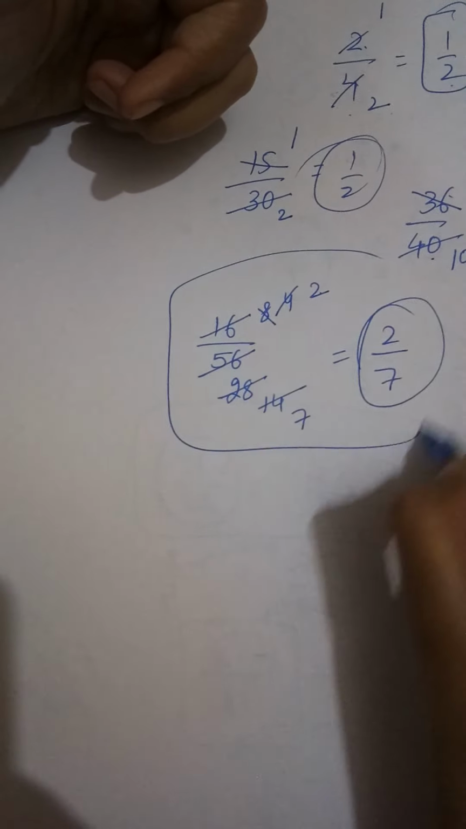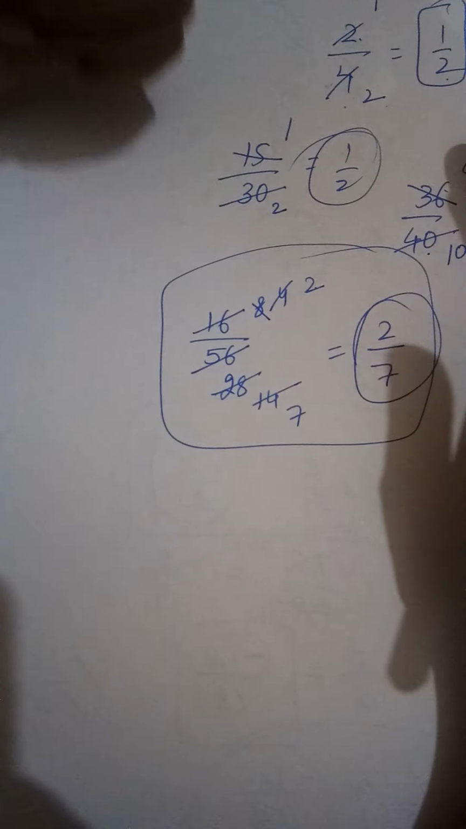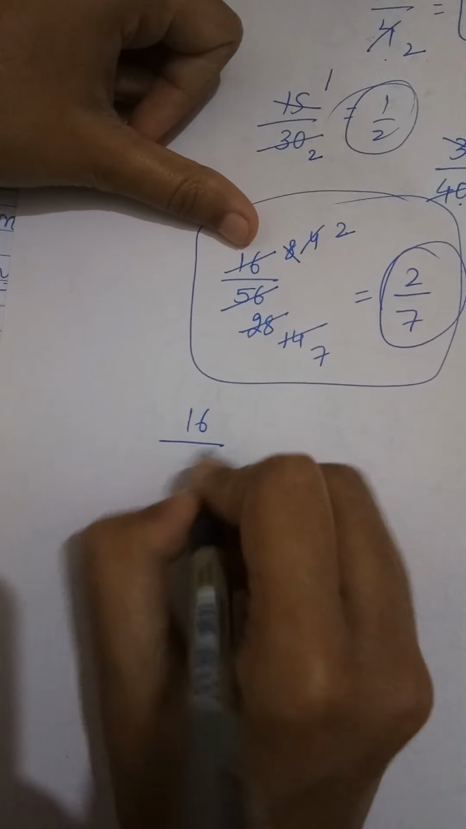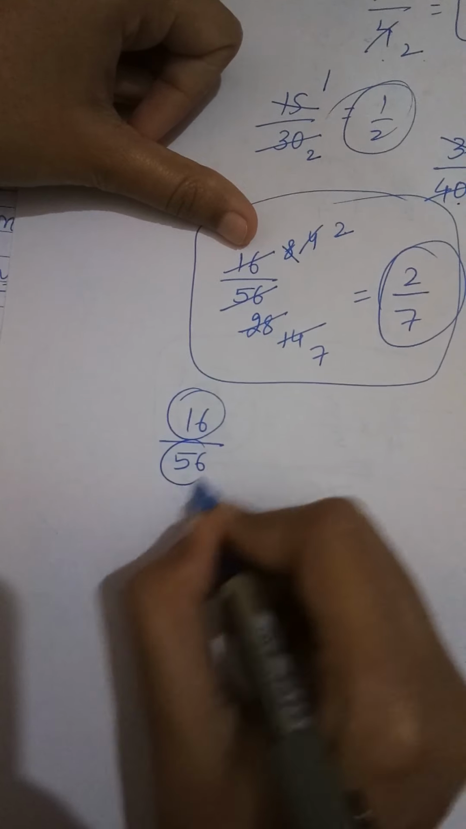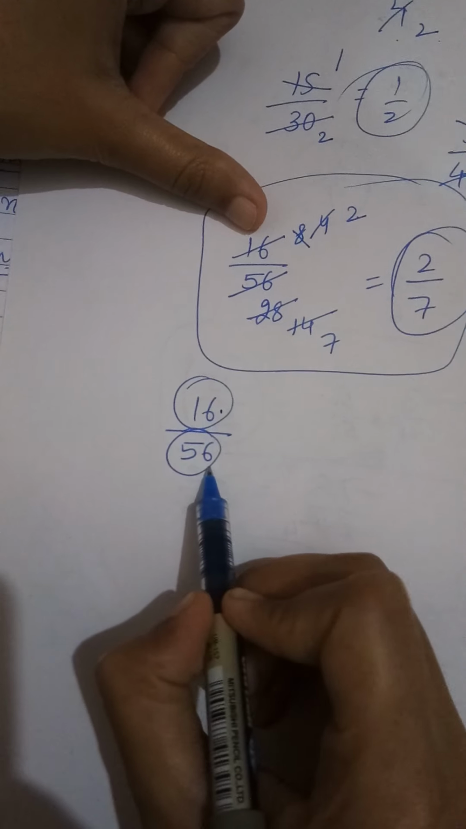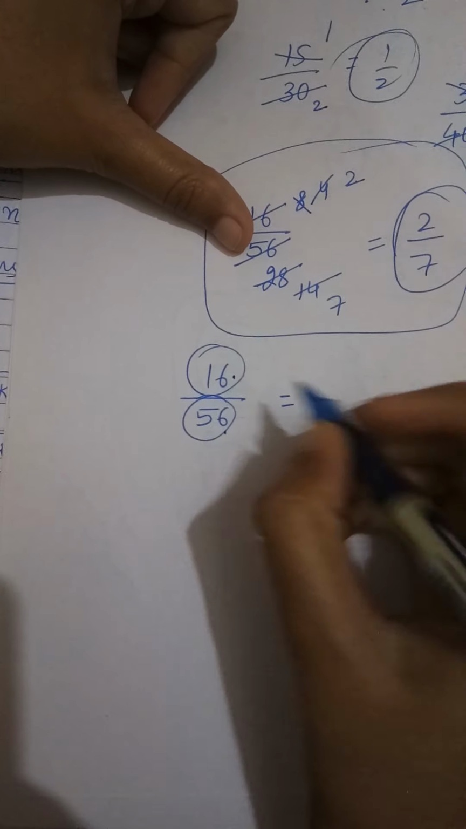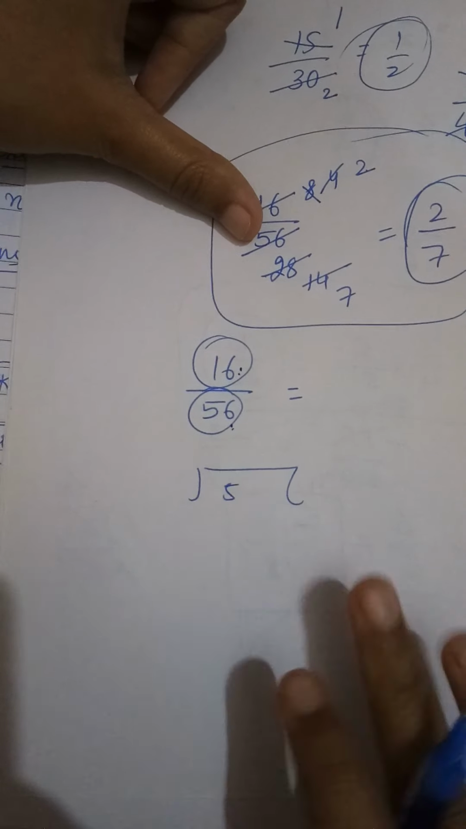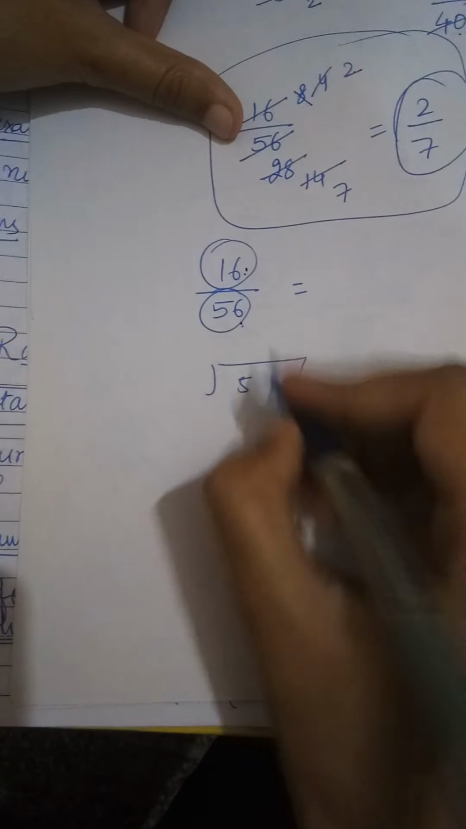Now this was like I have to think a lot about on which number it is going to be cancelled. The other way of doing it is to find the HCF of 16 and 56. If you are going to find the HCF of 16 and 56, my HCF of 16 and 56 will be 8. Why? Because it is going to be, yes, it is going to be 8.